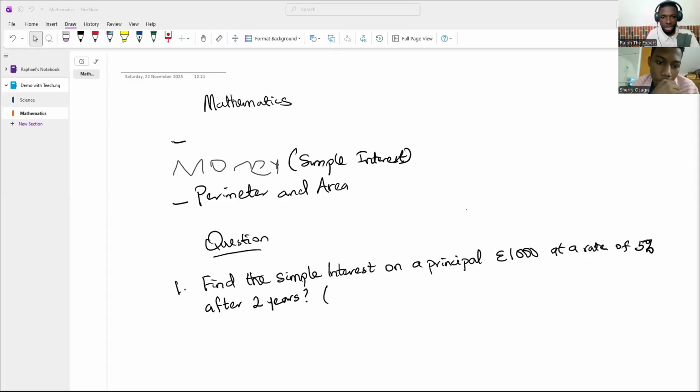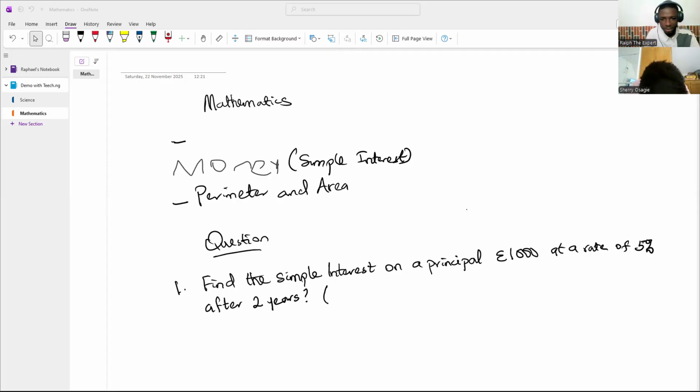Reference, right? So just for personal use and reference so that I can easily track back what we did in the class. Find the simple interest on a principal of 1,000 euros at a rate of 5% after 2 years.